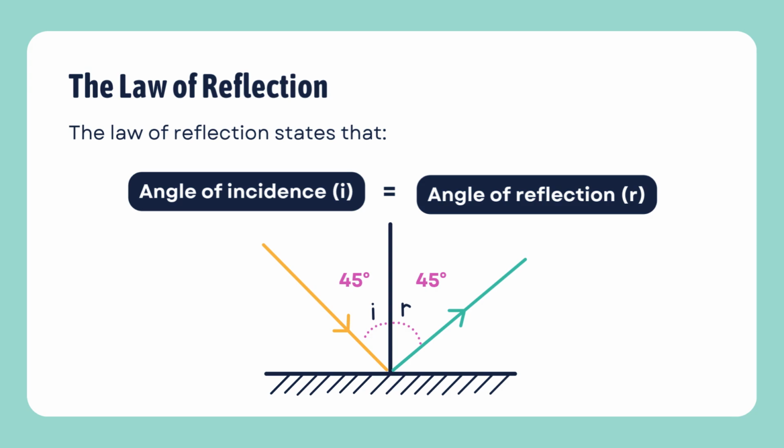Law of reflection. Now comes the most important rule. The angle of incidence is always equal to the angle of reflection. In simple words, I equals R. If the incident angle is 45 degrees, then the reflected angle is also 45 degrees. This simple law is followed by every plane mirror.